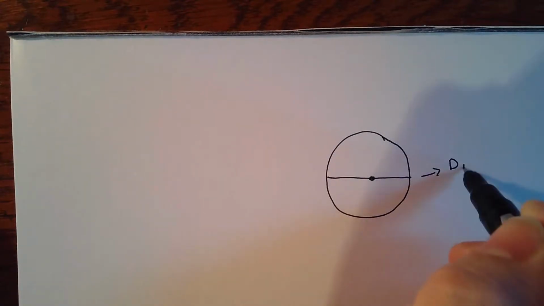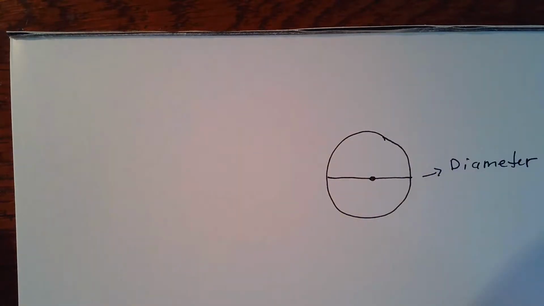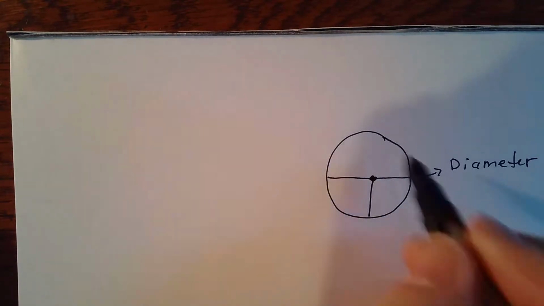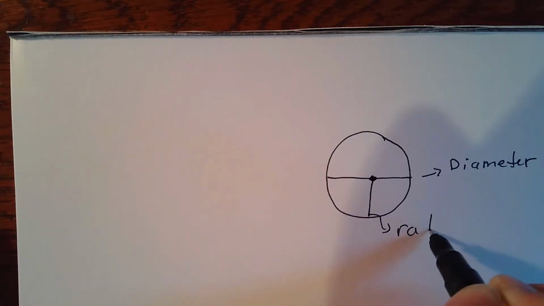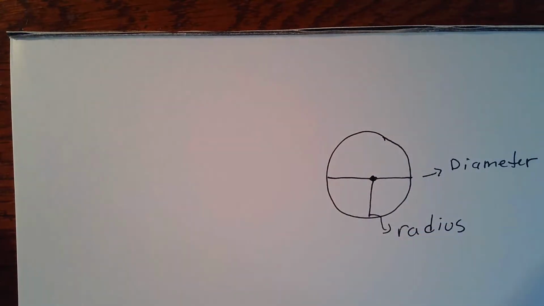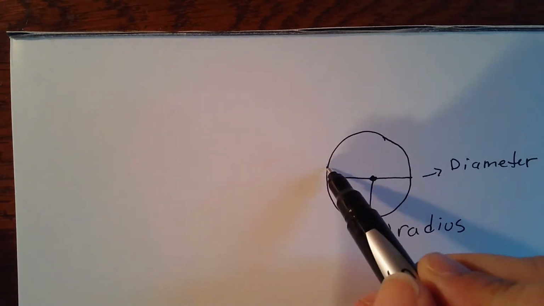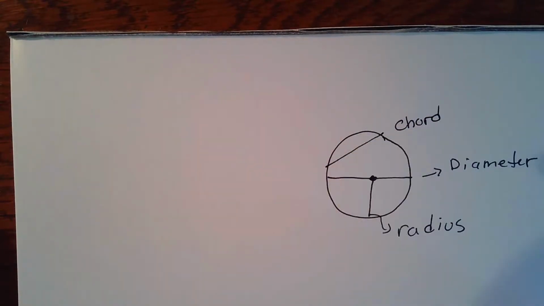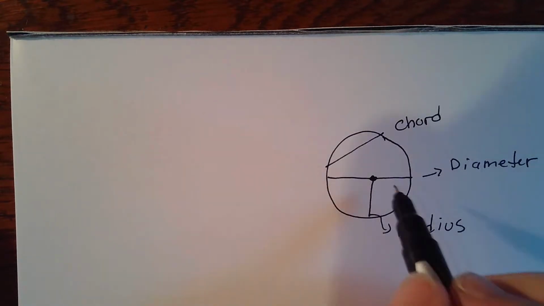So the first thing, let's just review some vocabulary. Most of us are very familiar with this, but just in case, this is a circle. If a line goes clear across through the center, this is called my diameter. If we go from the center to the outer line, no matter how it's put, this is going to be my radius. A line that cuts across but not through the center is called a chord. And of course, the point in the middle is called the center.